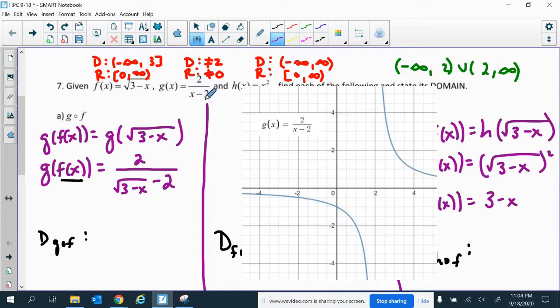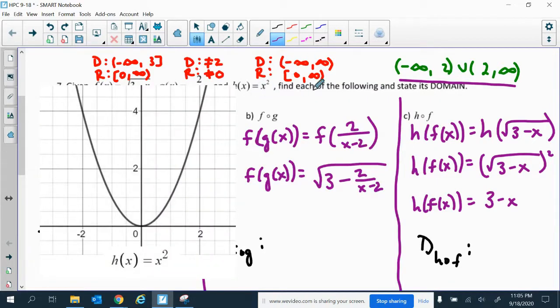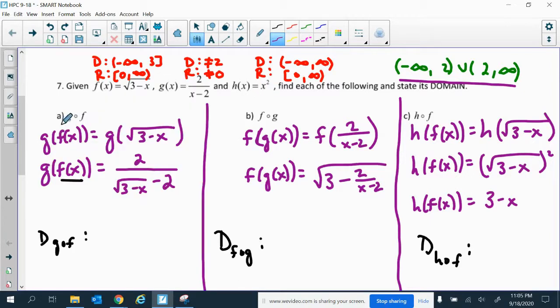G is 2 over x minus 2. That is the rational function that has a vertical asymptote at 2 and a horizontal asymptote at 0. So you're seeing that function here, and the domain is negative infinity to 2 and 2 to infinity, and the range is negative infinity to 0 and 0 to infinity. And then x squared you're seeing on the screen, but you've seen y equals x squared many times in your life.